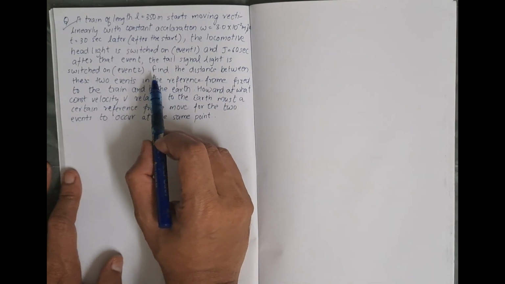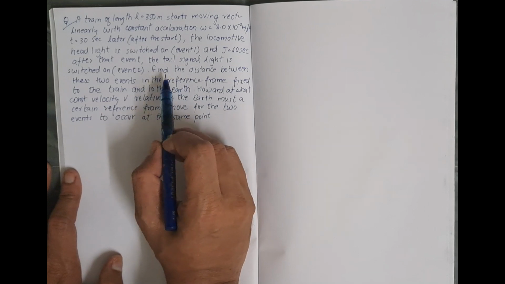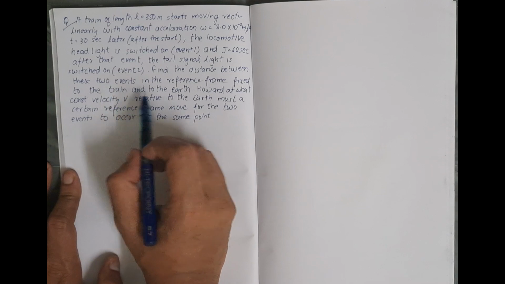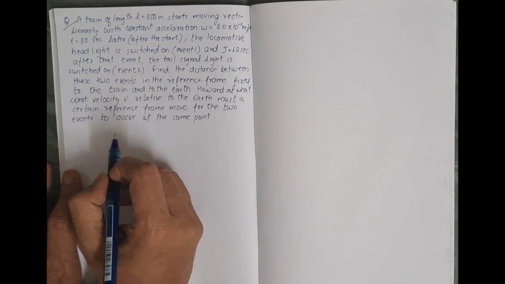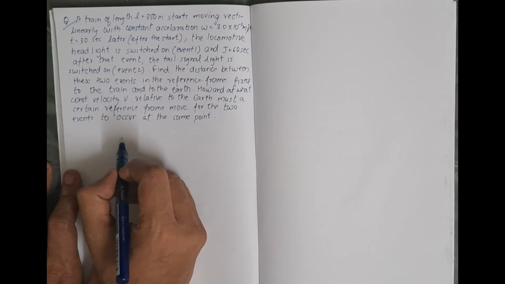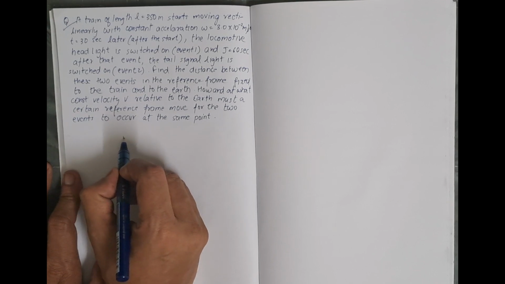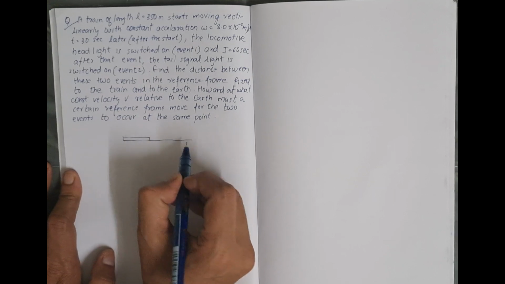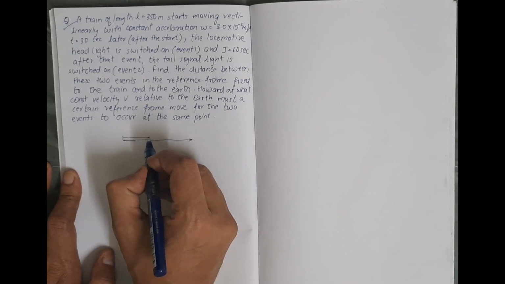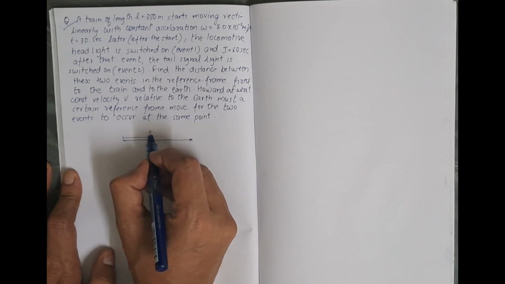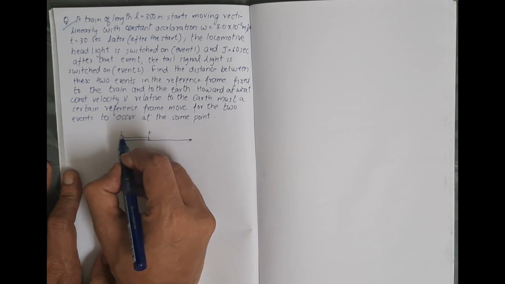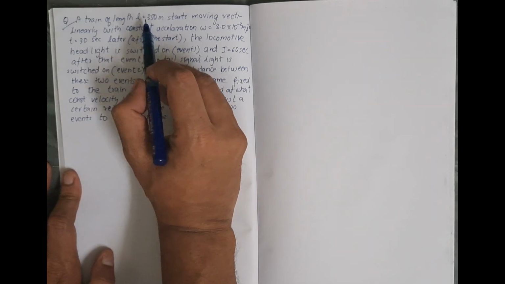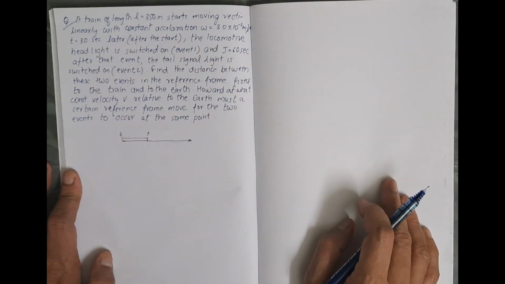Now this is another part of the question. Find the distance between these two events in the reference frame fixed to the earth. Suppose the train is like this and it goes in this direction. This is the front end, I'll call it F, and this is the back end, I'll call it B, and this length we know has been given to us as 350 meters.